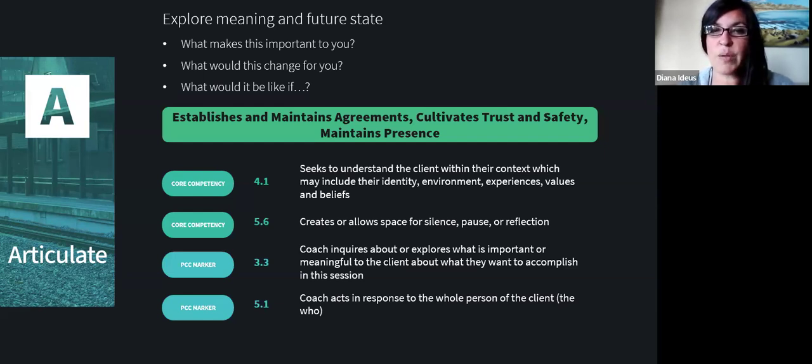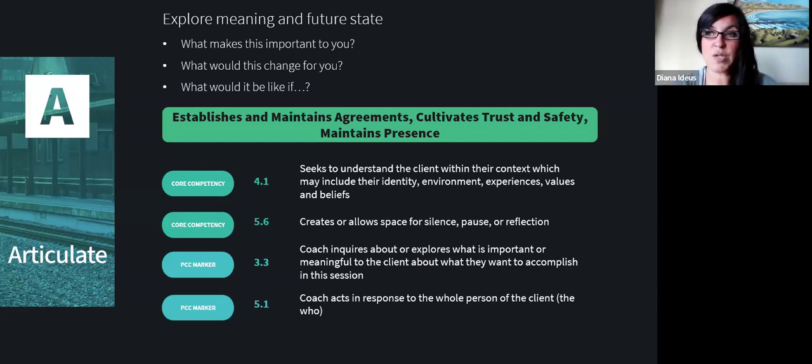So asking that, what would it be like if, or what would it change for you? It allows you to kind of fast forward. So what are we talking about? What do you want to take away? If you had that thing, what would change? All of a sudden, instead of waiting till the end of the session, you have that at the beginning, and you can drop down deeper with your client, which also helps us act in response to what the ICF calls whole person, because the ICF doesn't want you just focusing on the topic.